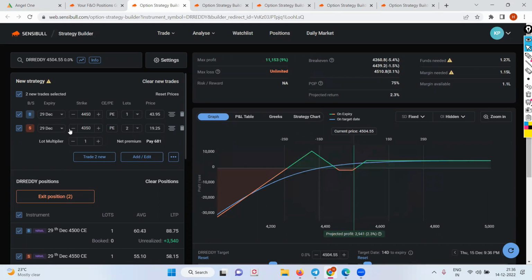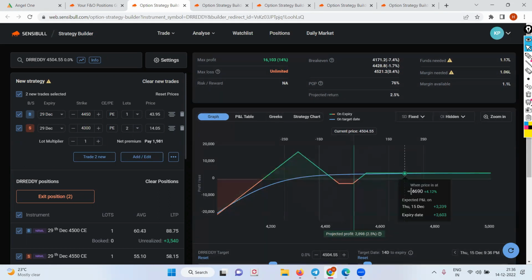And even if you want more range, go something like this, still you have like 3,600 profit, which is like 3%. And if your view is either super bullish or super bearish, go for this thing. Still you have 14% profit.